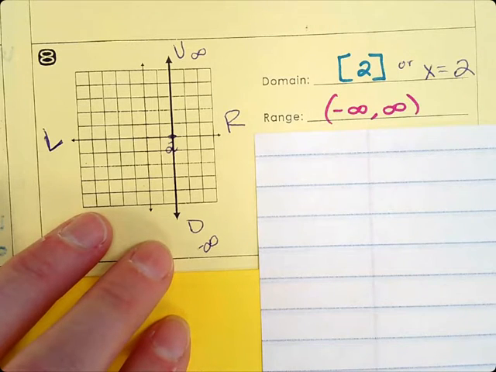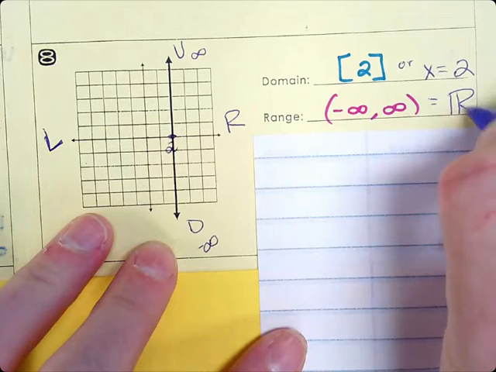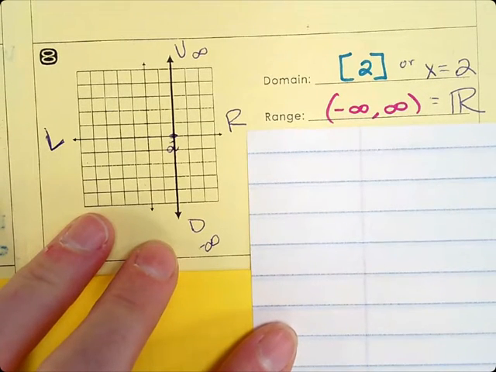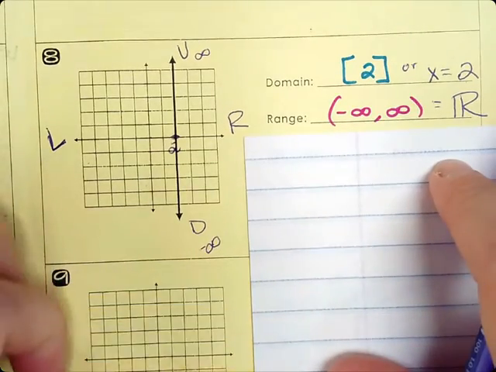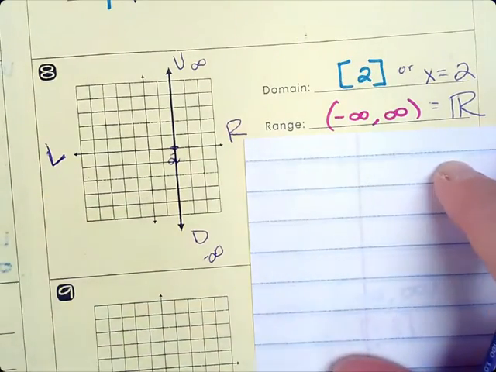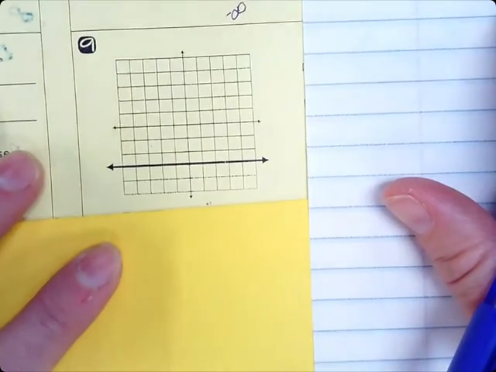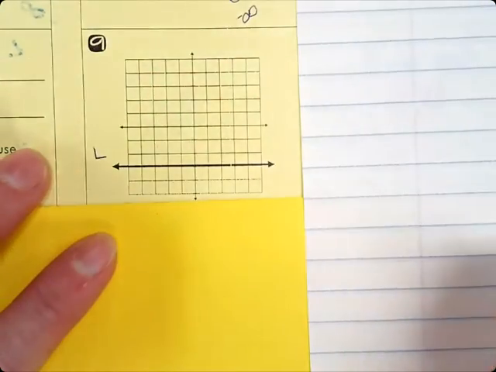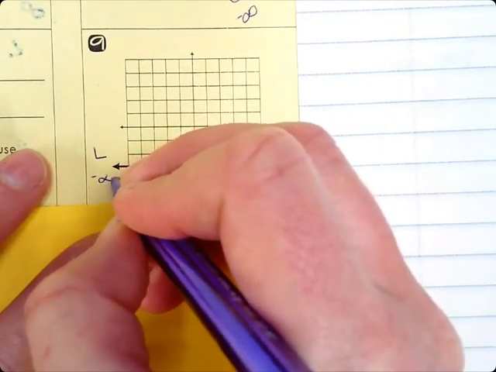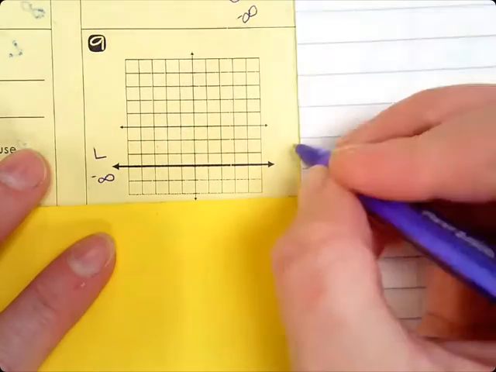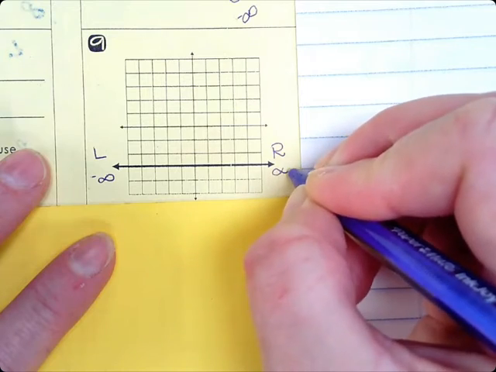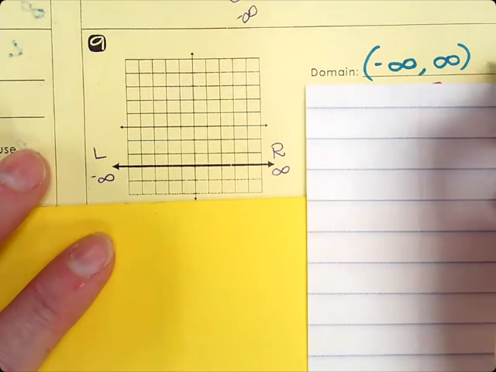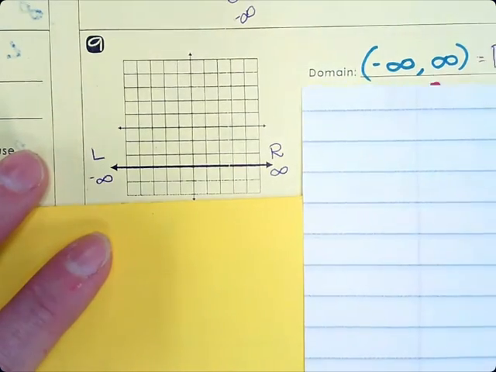Y values can be anything. So remember what that is? All real numbers. I haven't put it on any of these, but anytime it's negative infinity to positive infinity, it's all real numbers. Let's look at the next one. Okay, how far left can it go? Yep, negative infinity. And then right, it's going to go on and on forever to positive infinity. So that's our domain, which is all real numbers.